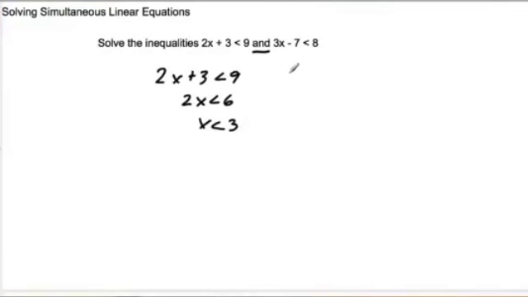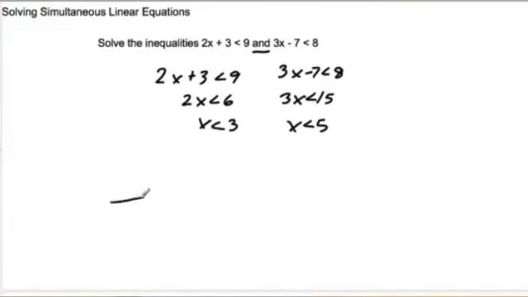Now I'm going to solve the other inequality. 3x minus 7 is less than 8. Again, not a great 8, but anyway, here we go. So 3x is less than 15, and x is less than 5. So I have x is less than 3, and x is less than 5.